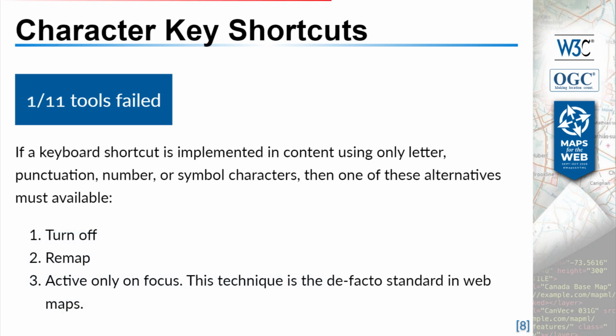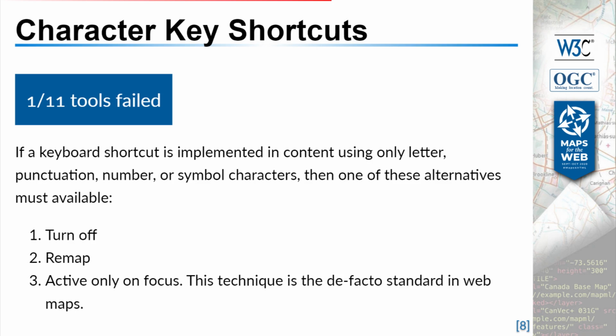Character key shortcuts. 1 out of 11 tools failed. This criterion states that if a keyboard shortcut is implemented using character keys, then at least one of the following is true. A mechanism is available to turn the shortcut off, or a mechanism is available to remap the shortcut to use modifier keys, such as Shift, Control, or Alt, or the keyboard shortcut is only active when that component has focus. This criterion exists to prevent conflicts with assistive technology shortcuts and web interface shortcuts.